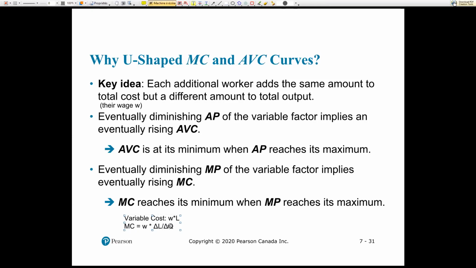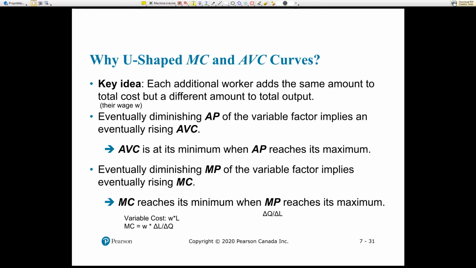So you see that the minimum of marginal cost is when this is the smallest, and this is the smallest when marginal product, which is delta Q divided by delta L, reaches its maximum. So when delta Q divided by delta L is the biggest, then delta L divided by delta Q is the smallest. So you see that they're both the same concept going on, if I look at it in terms of product or in terms of cost.